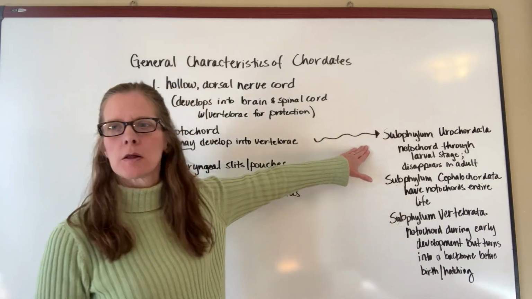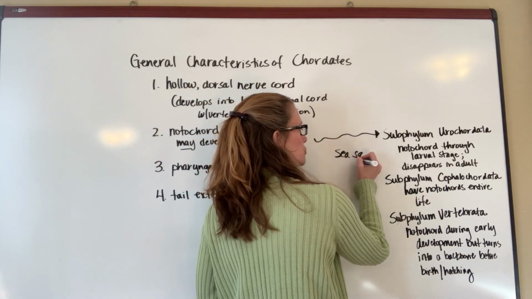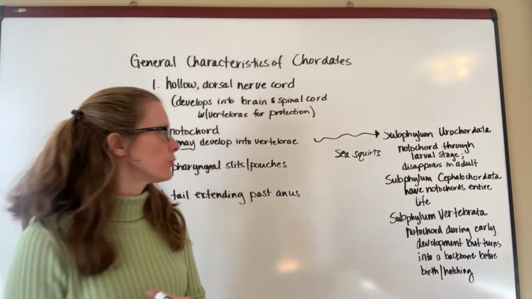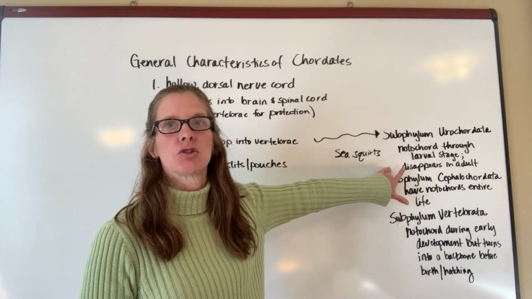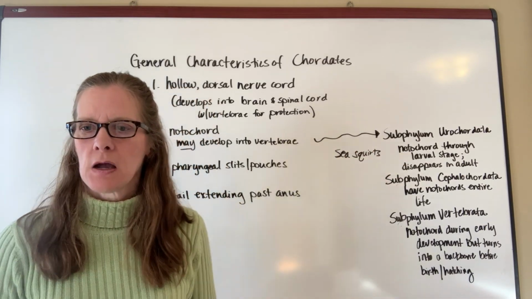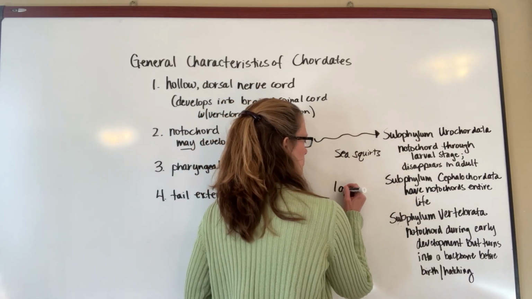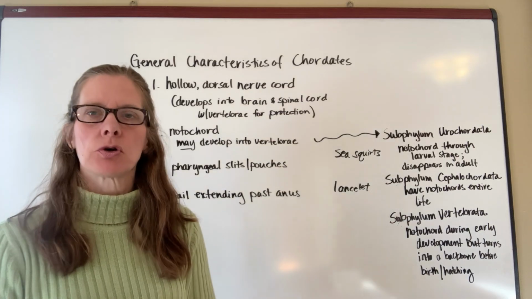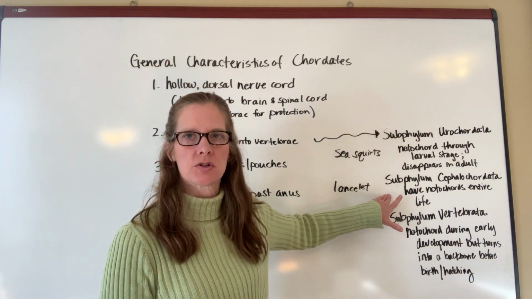Your subphylum Urochordata, which is where your sea squirts are located, because you're going to read about or have already read about the sea squirts, they have a notochord throughout their larval stage, but it completely disappears in the adult stage. So they have a notochord part of the time, but it's not always there. Then your subphylum Cephalochordata, which is where your lancelets are, which you've read about, they have a notochord their entire life. They never actually develop a hard backbone, but they do have this notochord their entire life.